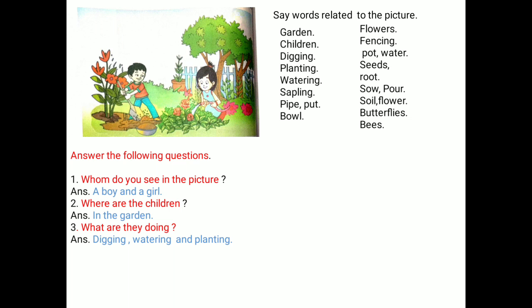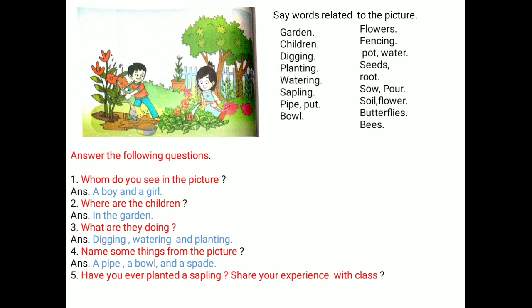Next question for you. Name some things from the picture. A pipe, bowl and a spade. Very good. Next question for you. Have you ever planted a sapling? Share your experience with class. Answer is yes. I planted a rose plant in my school garden.